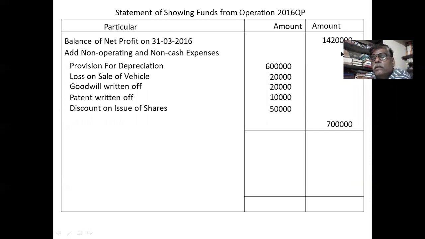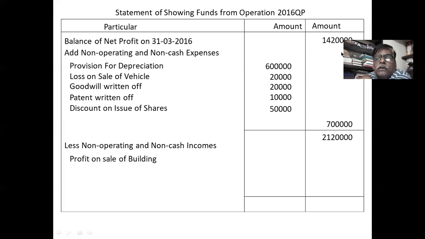So the total of this is 7 lakh. You add 7 lakh to the 14,20,000. Now the total is 21,20,000. From this total, you deduct non-operating and non-cash incomes. In the given problem, only one non-operating income is there, that is profit on sale of building, 2,50,000.